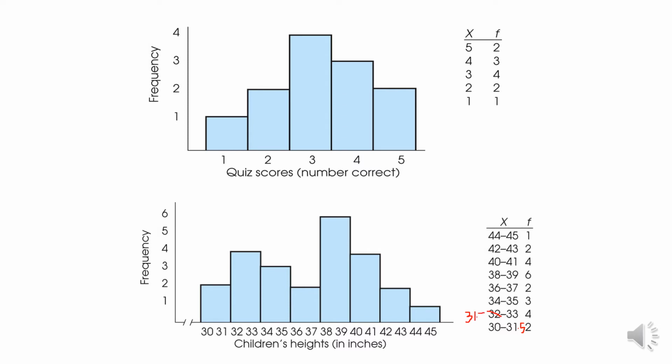Now why am I using 0.5 only? Because the gap between the upper limit and the lower limit of adjacent classes is 1. 1 divided by 2 is 0.5. That's why I have added and subtracted this 0.5 from each upper limit and lower limit. Similarly, as we add 0.5 to this one, it becomes 33.5. And for this other one, instead of 34, it will be 33.5.